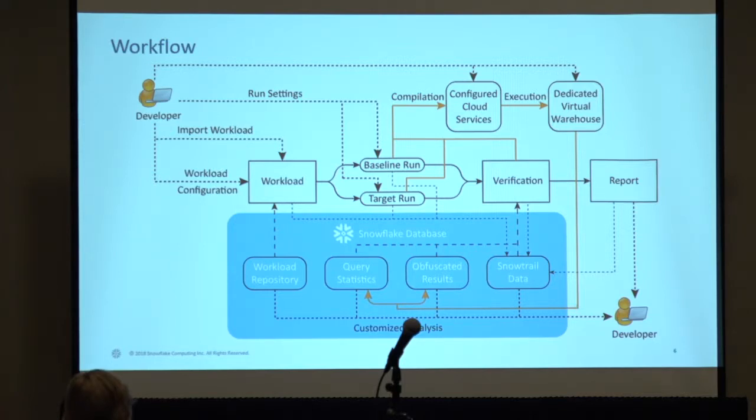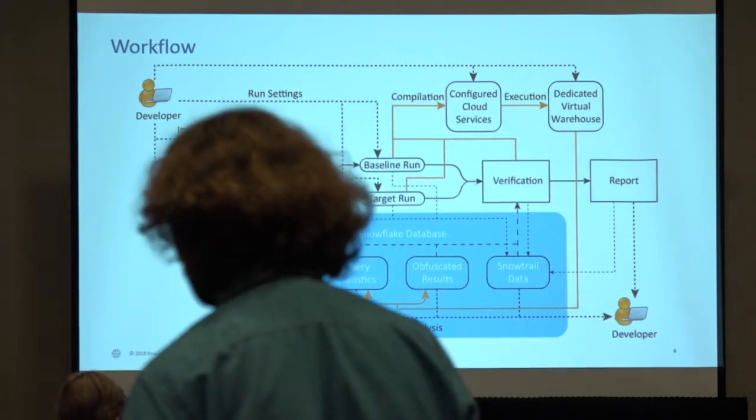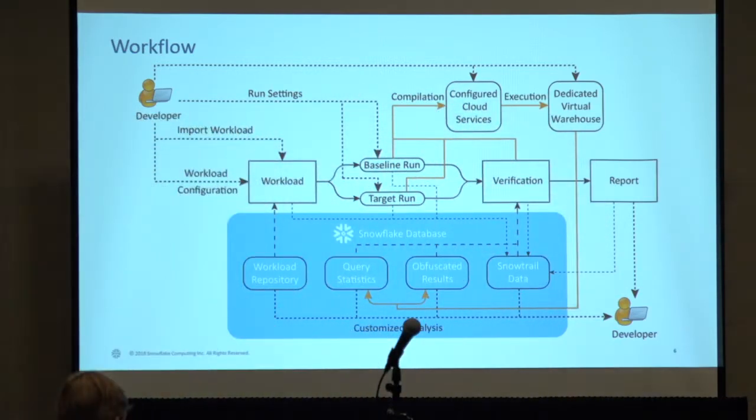So the developer starts by creating workloads. This can be done by either importing a workload or asking Snowtrail to select a set of workloads for them. After a workload is created, the developer can set up multiple runs. In this case, we show 2 runs, which is a baseline run and a target run using different settings. After the runs are done, we have a verification process, and then we generate a report.